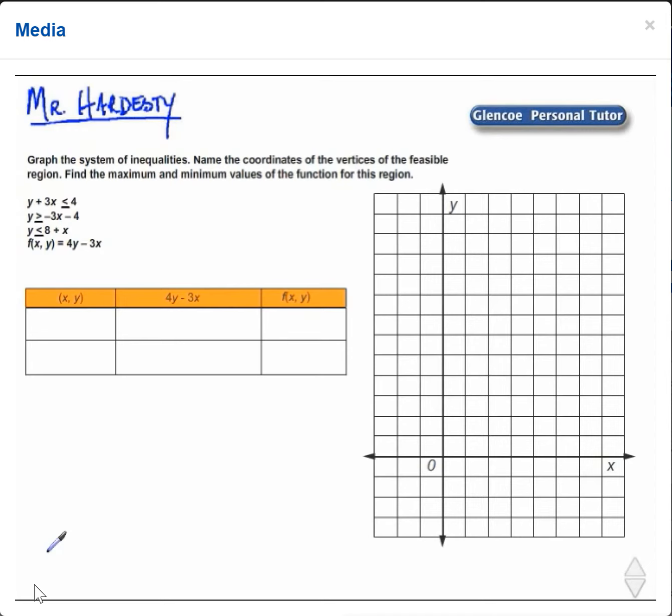y plus 3x less than or equal to 4. y is greater than or equal to negative 3x minus 4. y less than or equal to 8 plus x. For the function f(x, y) equals 4y minus 3x. First, we need to graph our system.